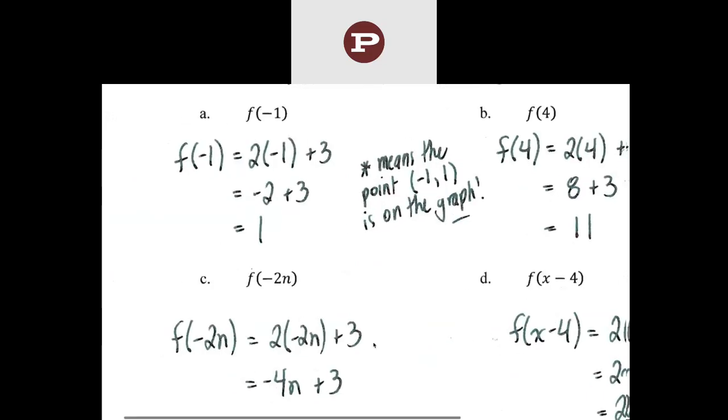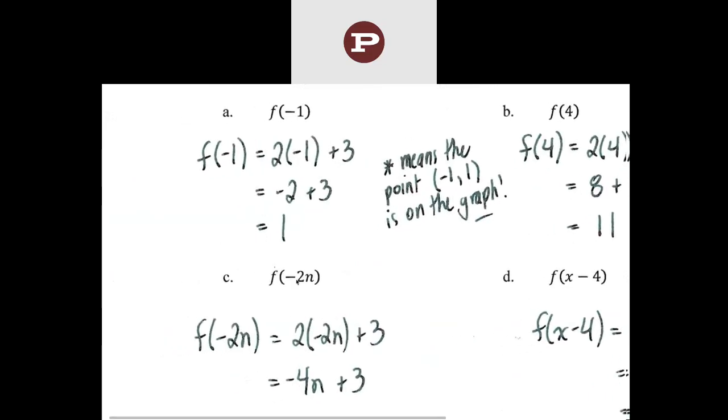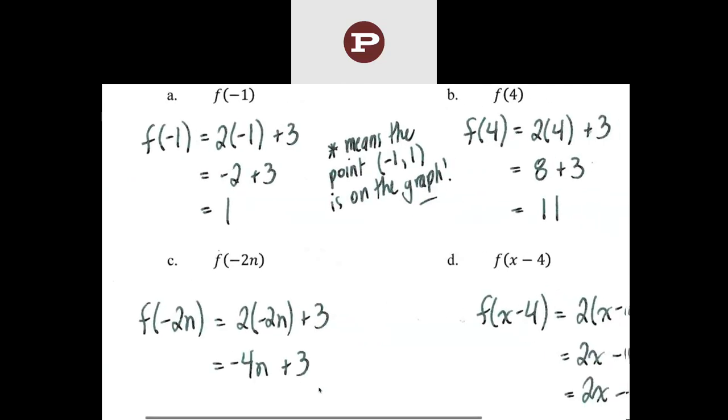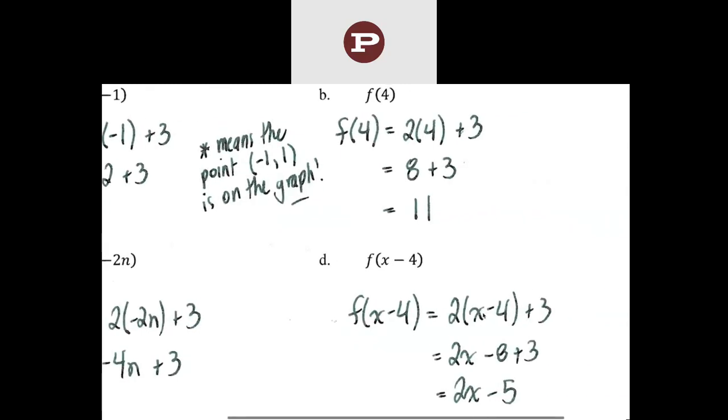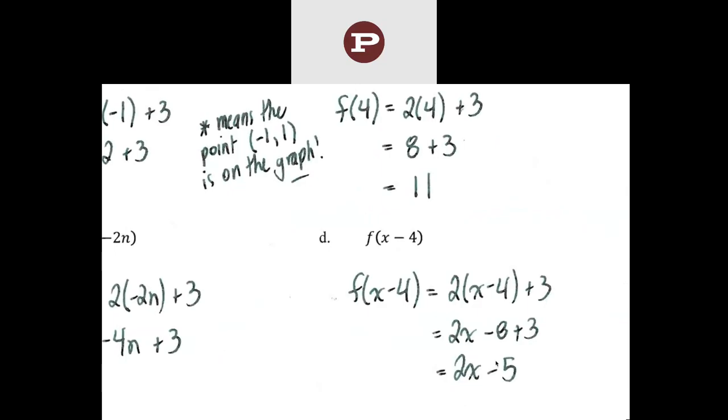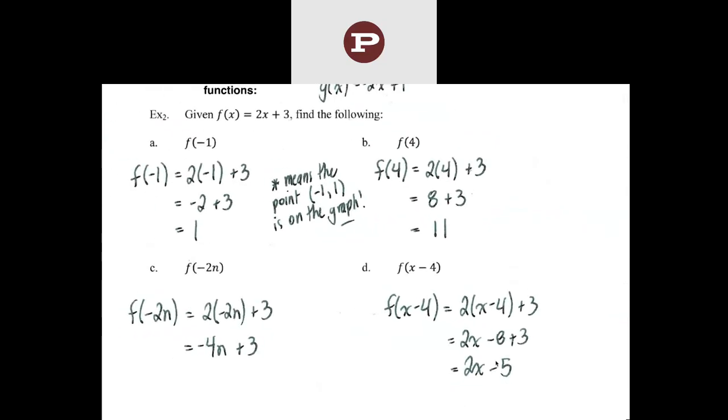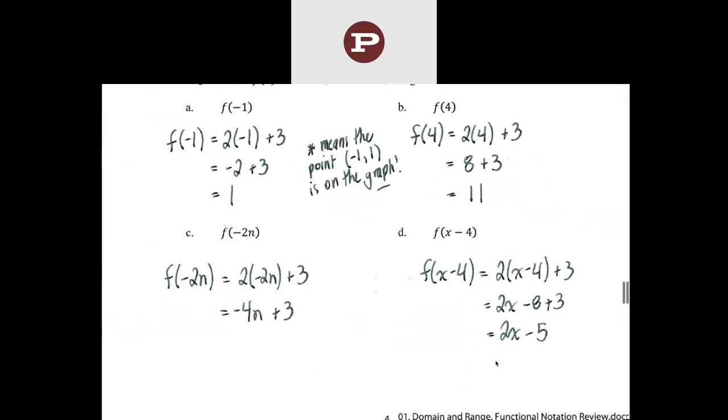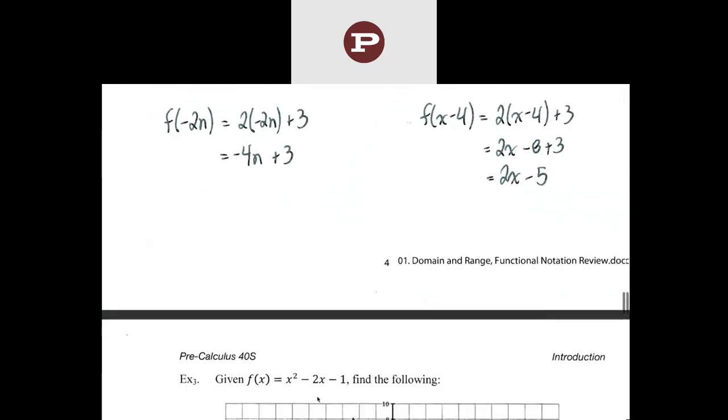Then we get into some variables, but it's really the same thing. I can plug in negative 2n, which is 2 times negative 2n, but I can't combine those. They're not like terms. It just means a different function is possible now. Same thing with d. If I plug in x minus 4, now it's a binomial. Multiply the 2 through, and you end up with 2x minus 5. Just watch your like terms and those types of things. Pause the video, guys, if you need to at that point.